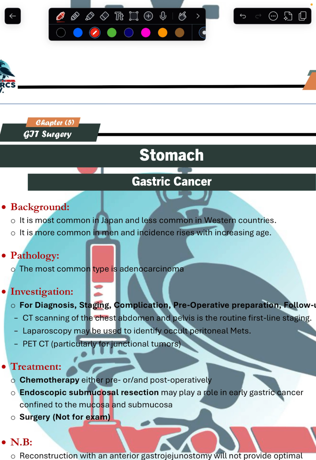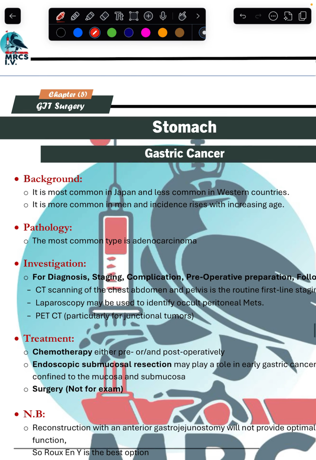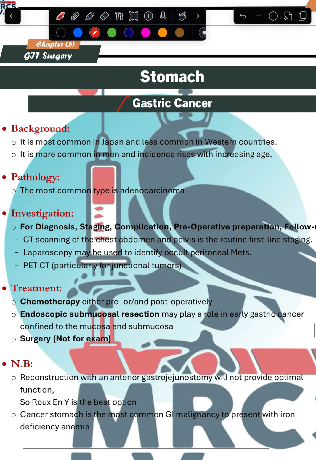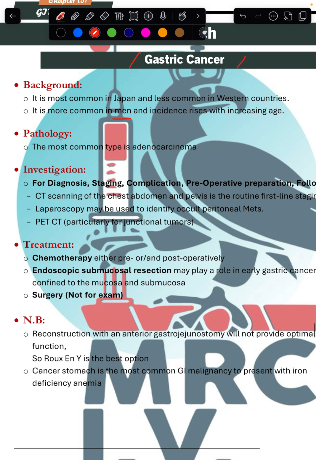So coming to the stomach, we have finished the esophagus. Let's go to the stomach. What are the malignancies? Carcinoma stomach is most common in Japan, less common in Western countries, and most common in men and with increasing age. The pathology is a type of adenocarcinoma.